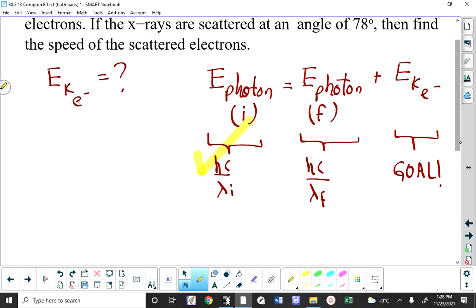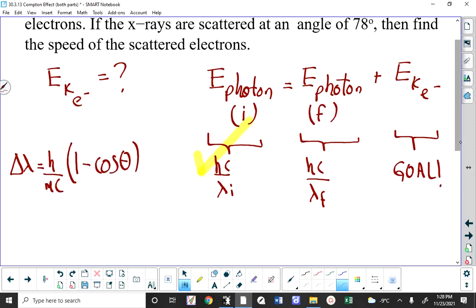we can use delta lambda equals h over mc times 1 minus cos theta to find how much the wavelength goes up by, and then we will add that to the initial wavelength to find the final wavelength. So I'm going to take a breather there with my explanation. We have the ability to find the final wavelength, just like the previous question.